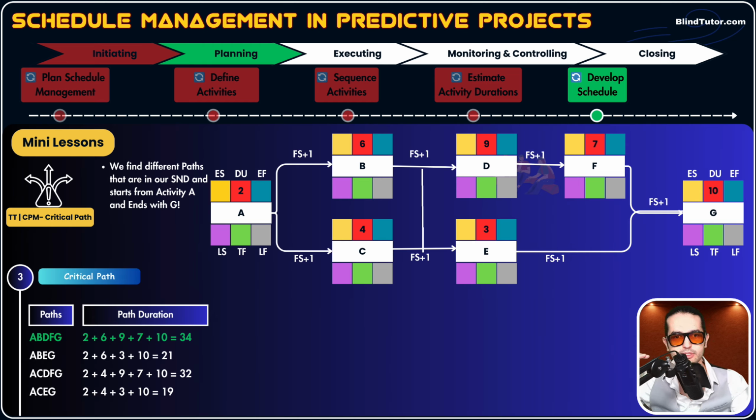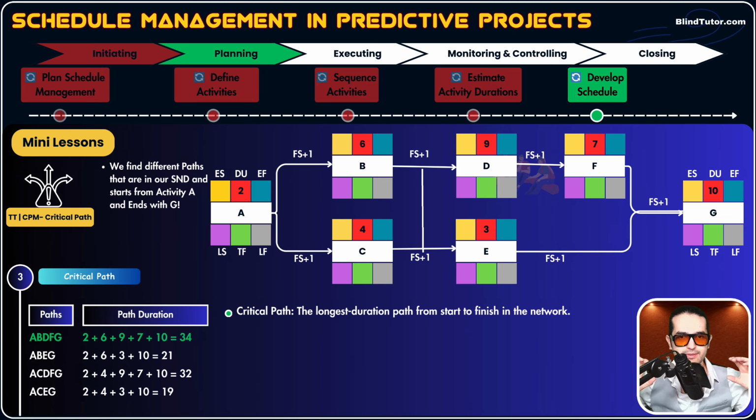Okay. Now, next path, A, B, E, G. We add all of the durations, and the duration of that path is 21. Duration of third path is 32 days. Duration of the last path, A, C, E, G, is 19 days. Now, which one of these paths is our critical path? The path with the highest duration is our critical path.